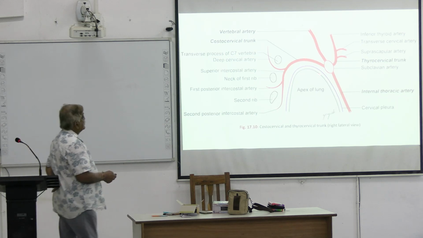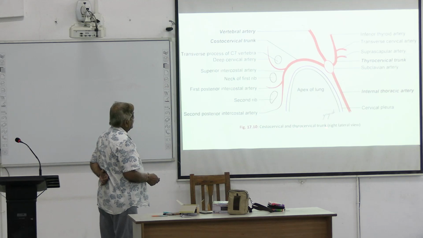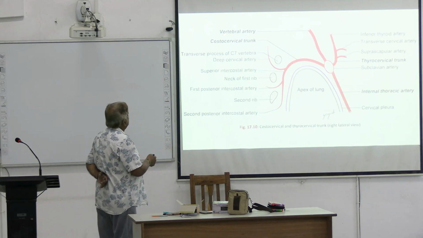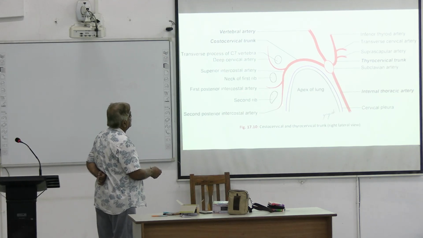Now see the apex of the lung. Costocervical and thyrocervical trunk, right lateral view. This is the vertebral artery, costocervical trunk. Transverse process of C7 vertebra, deep cervical artery, superior intercostal artery, neck of the first rib, first posterior intercostal artery, second rib, second posterior intercostal artery.